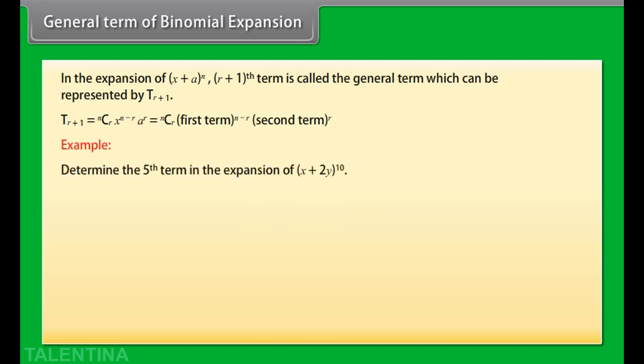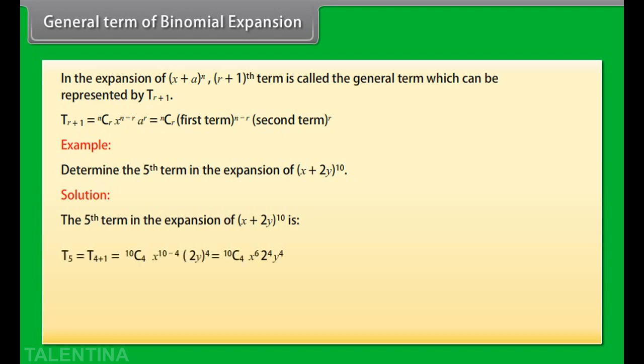Example: determine the 5th term in the expansion of x plus 2y raised to power 10. Solution: the 5th term in the expansion of x plus 2y raised to power 10 is given below. It is 3360 into x raised to power 6 into y raised to power 4.